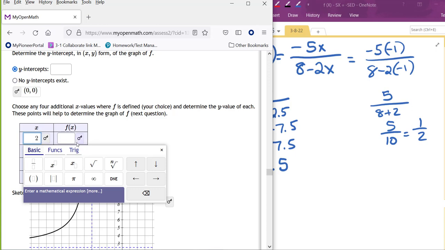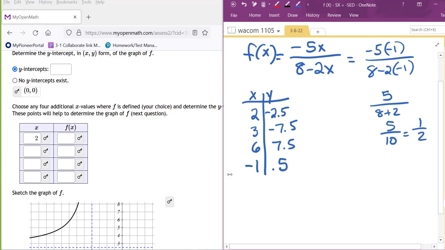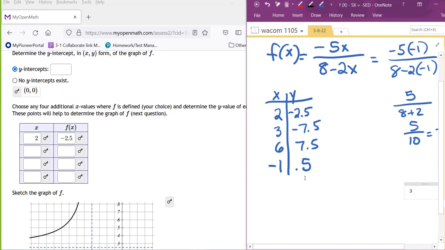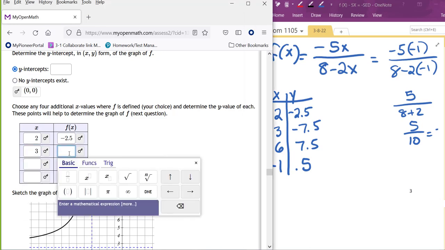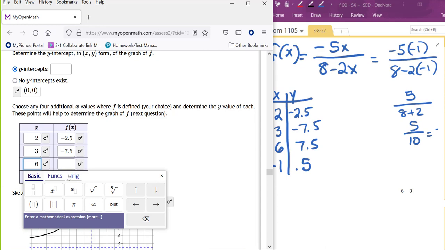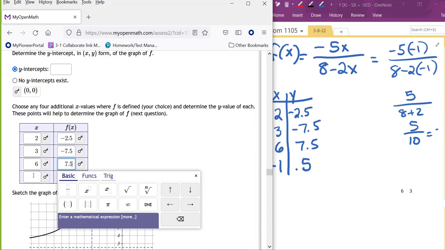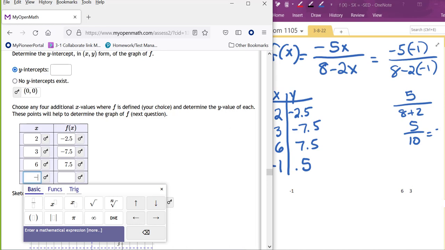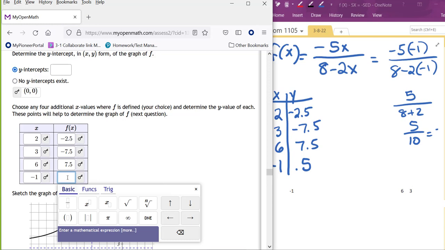So 2 and negative 2.5, 3 and, I was getting confused because I have some overlap in my screens. 6 and 7.5. And it wouldn't matter if you entered that one as a fraction.